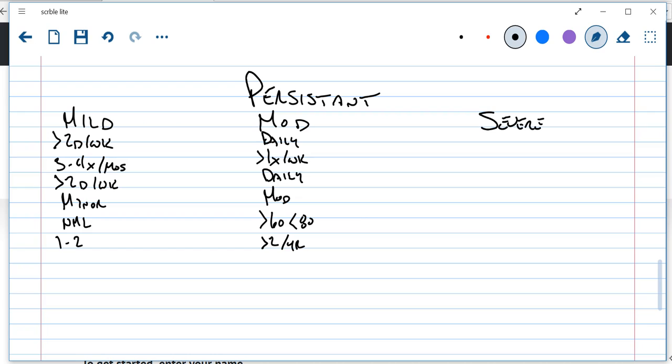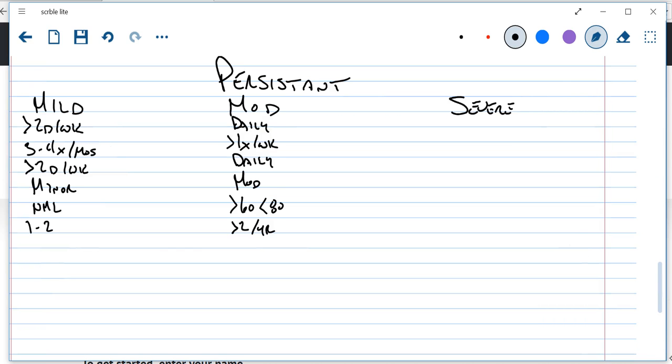And then for severe persistent asthma, symptoms are going to be all throughout the day. So not just daily, but through the whole day. Nighttime awakenings, it's going to be just about every night, so 7 times a week. Albuterol use is going to be just like above, all throughout the day.